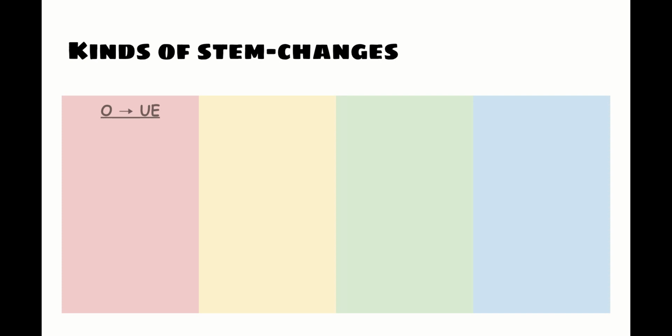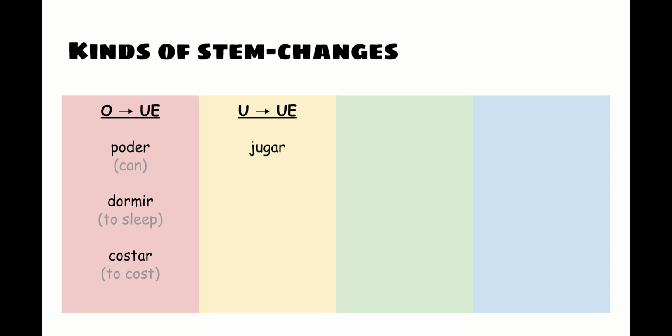So the first kind is O changes to UE. Some of the most common O to UE verbs are poder, which means can, dormir, which means to sleep, and costar, which means to cost. In all three of these verbs, you're going to change the O to a UE as the stem change. The second kind of stem change, you can change a U to a UE also. There's only one of these kinds of verbs in Spanish, and that is jugar, which means to play.